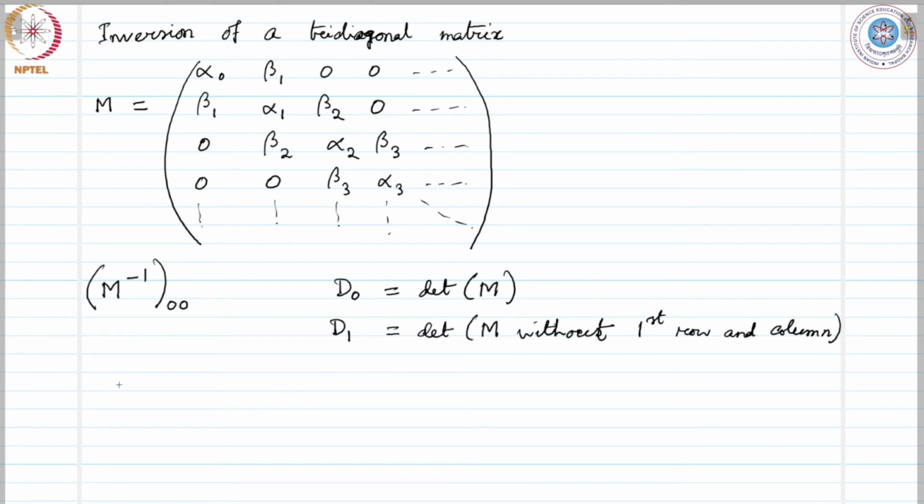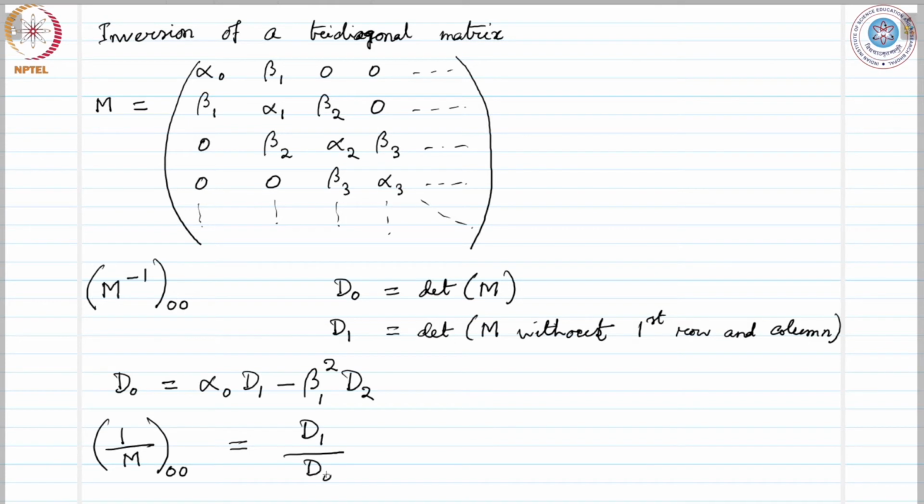So, D naught can be expressed as alpha naught D1 minus beta 1 squared D2. So, the 0, 0 element of M inverse is nothing but D1 over D naught.